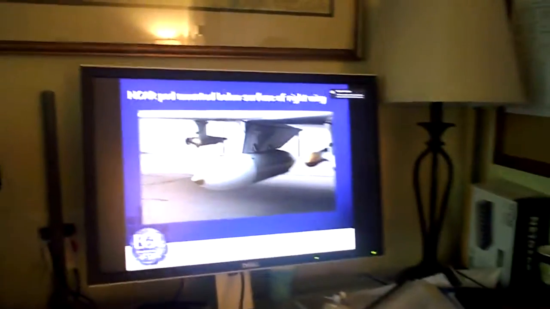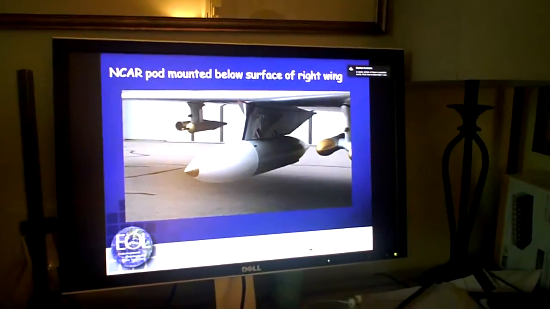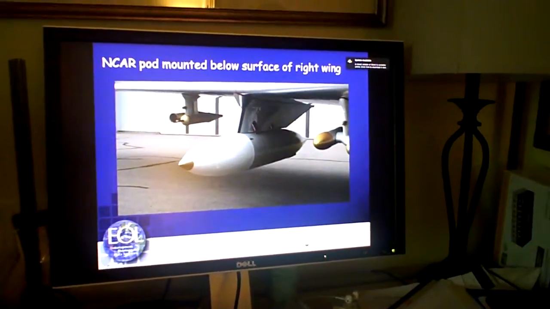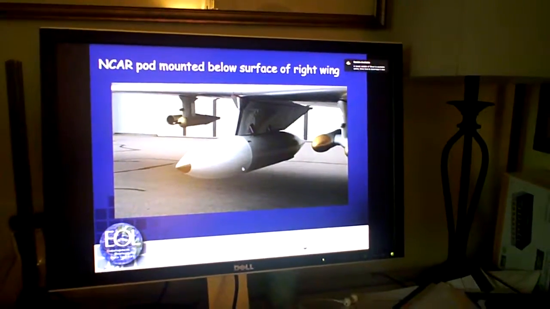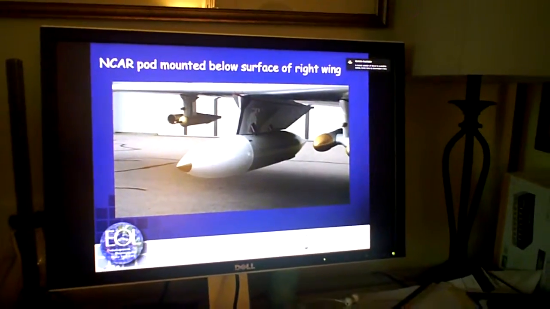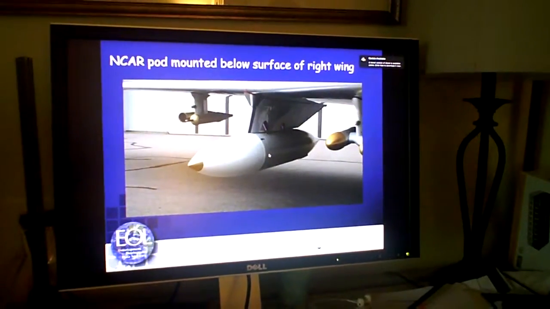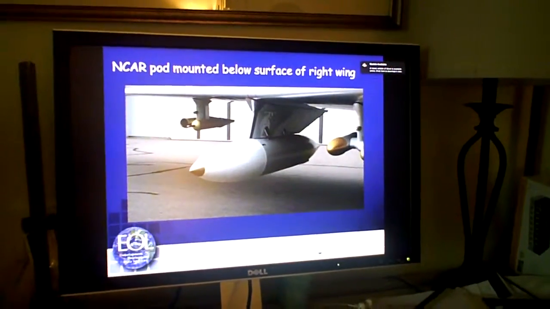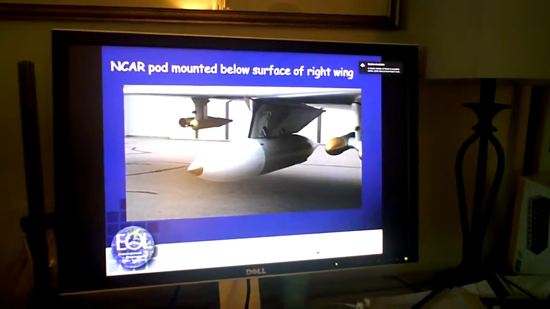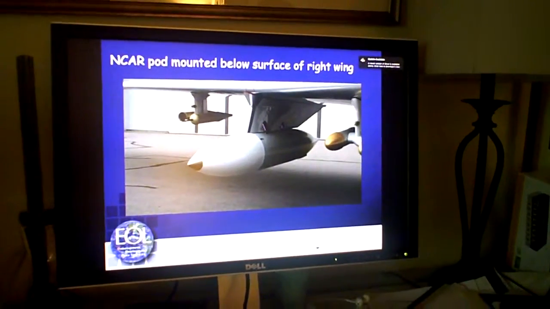It shows the HCR is a pod-based system. It's mounted under a G5 wing, as we see here. This pod is about 4 meters in length and about half a meter in diameter. Within that, the whole radar, a W-band 94 gigahertz, 3 millimeter wavelength radar, is put in place in a pressurized section.